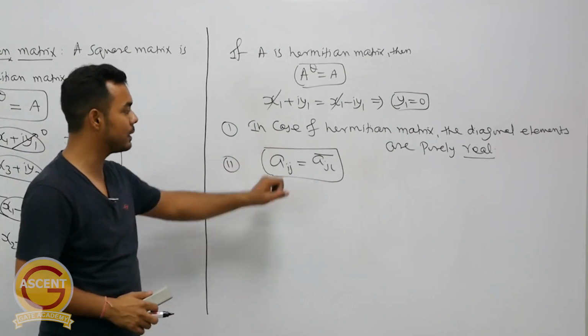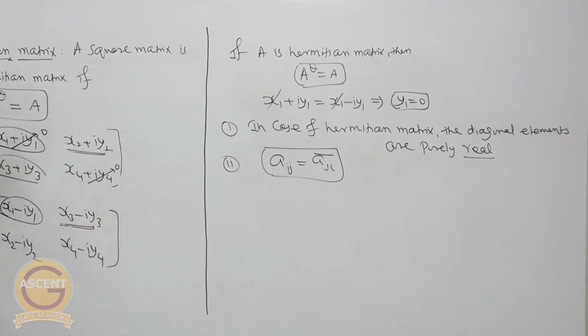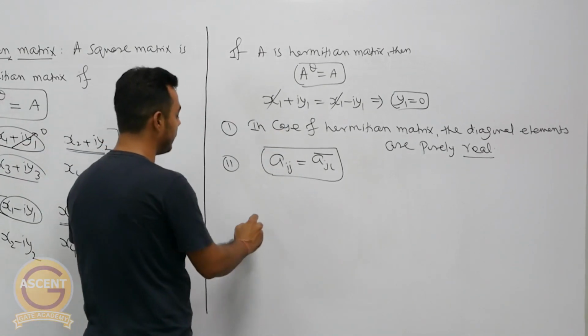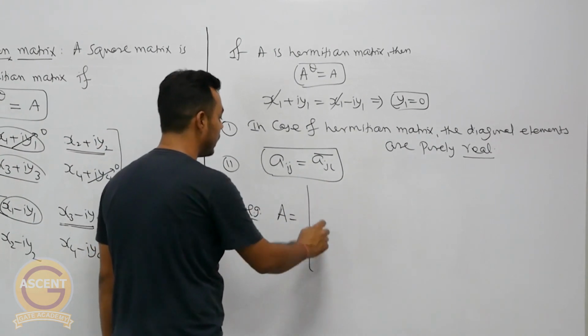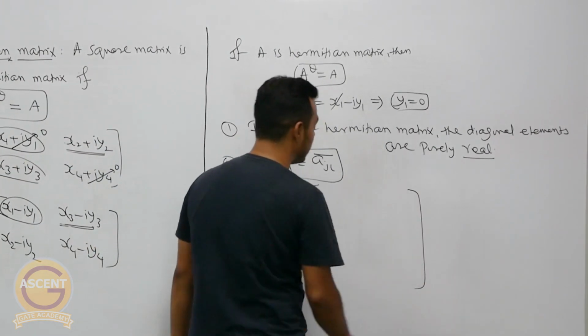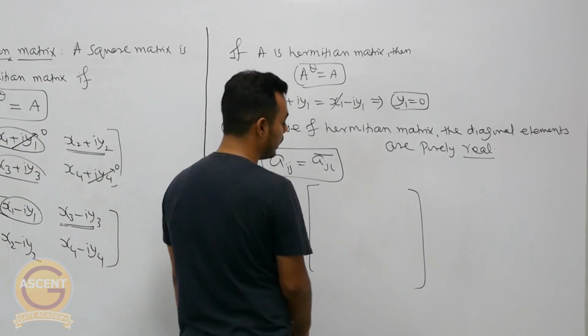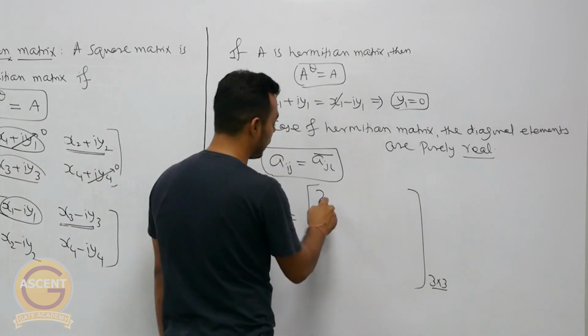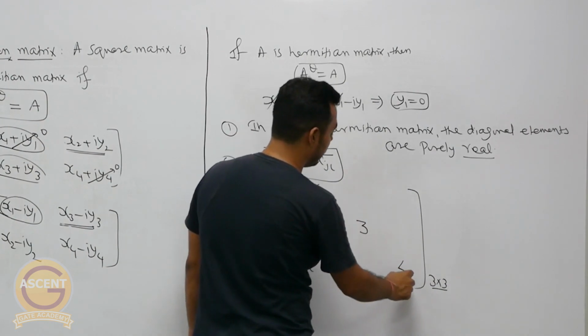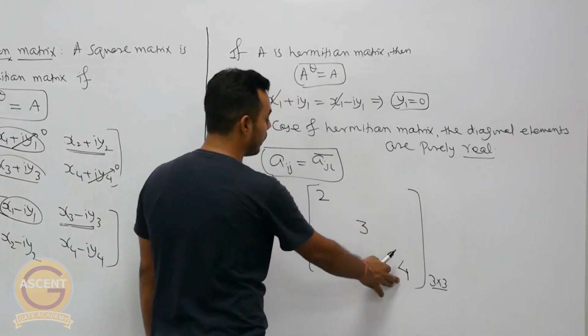Once you know this definition, then you don't have to calculate the conjugate transpose of the matrix to find whether the matrix is Hermitian or not. So if you want to write an example of a Hermitian matrix, then the first thing you have to do is write real elements on the diagonal. We have seen that in case of a Hermitian matrix, the diagonal elements are purely real. So if I have a 3 cross 3 Hermitian matrix, then on the diagonal I will have only real elements. So say I have 2, 3 and 4.